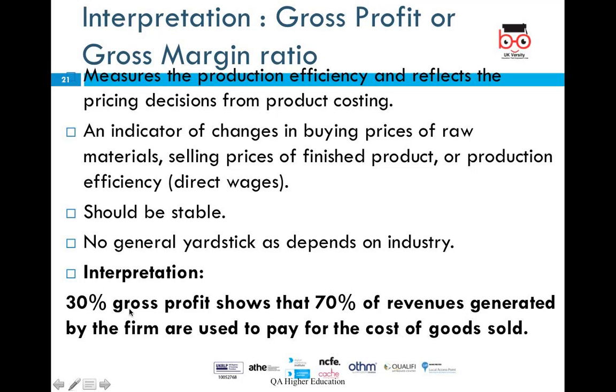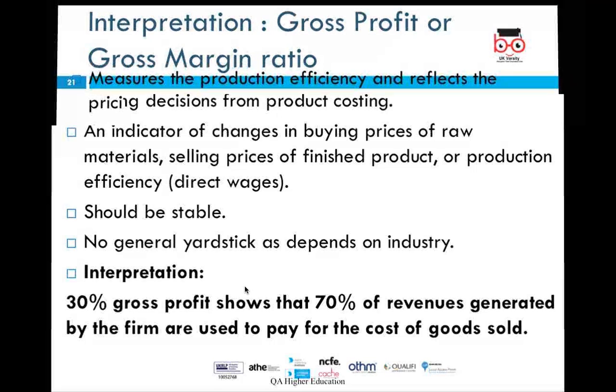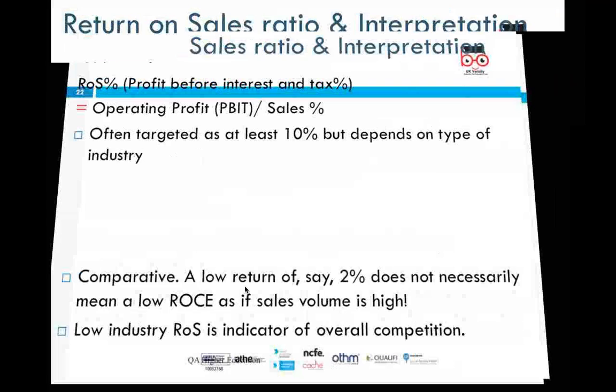And there is no general yardstick. It depends on the industry. If it is a big industry, it needs a lower percentage of gross profit, and it should be stable over the years. If it fluctuates, then you have to think about why there is fluctuation in the gross profit in terms of the business operation.